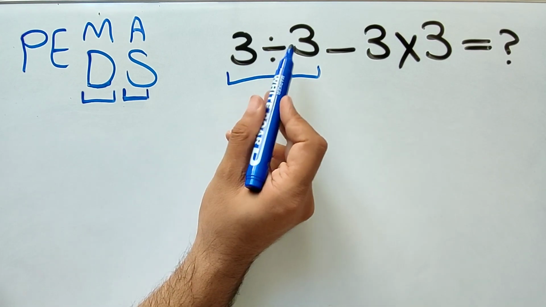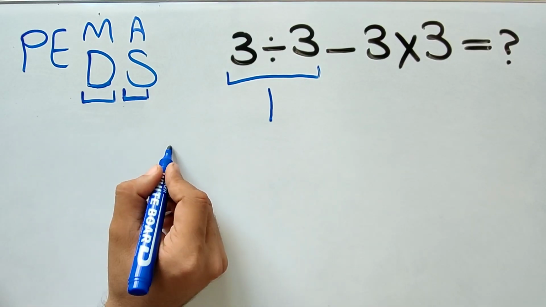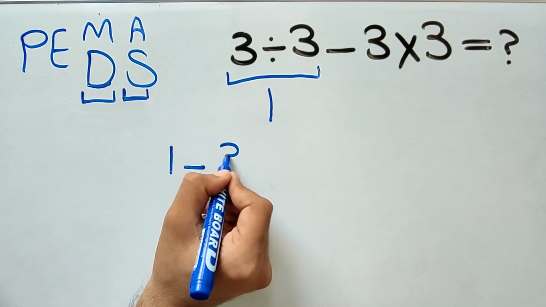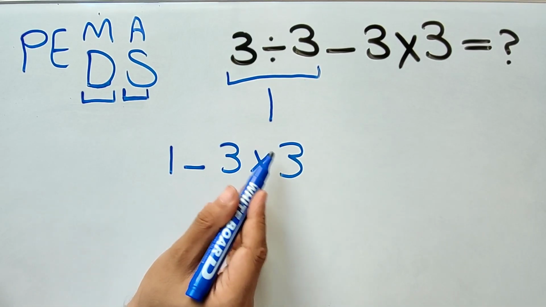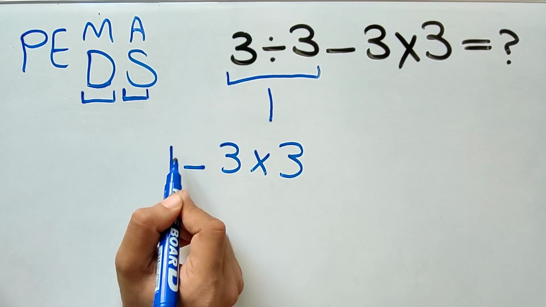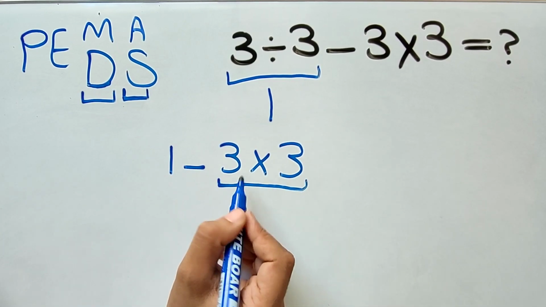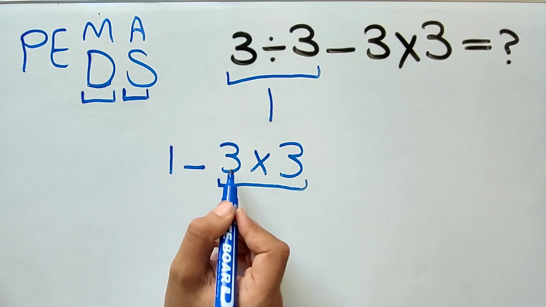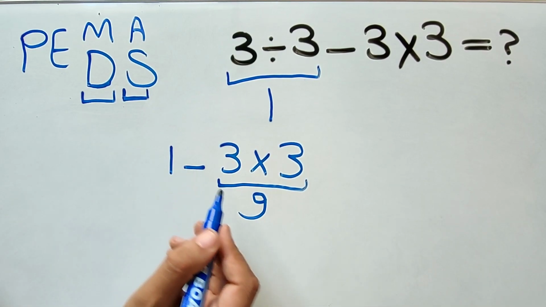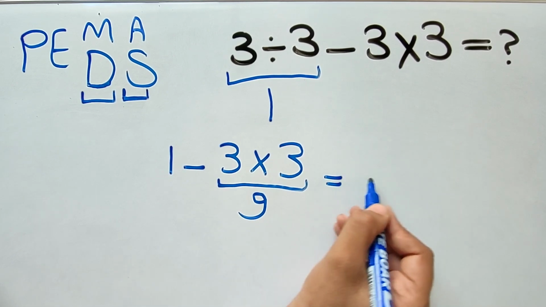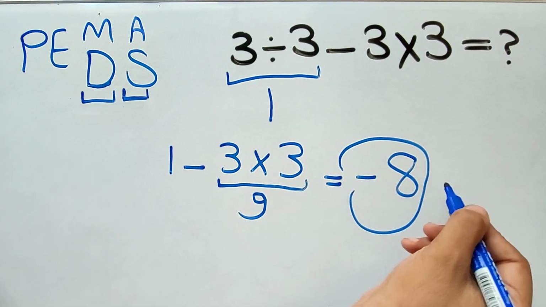Now 3 divided by 3 gives us 1, and we have 1 minus 3 times 3. As we know, multiplication has higher priority than this subtraction, so we have to solve it first. 3 times 3 gives us 9, and 1 minus 9 gives us negative 8. The final answer is negative 8.